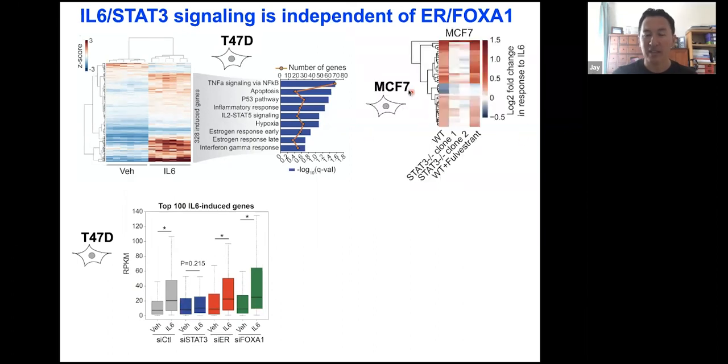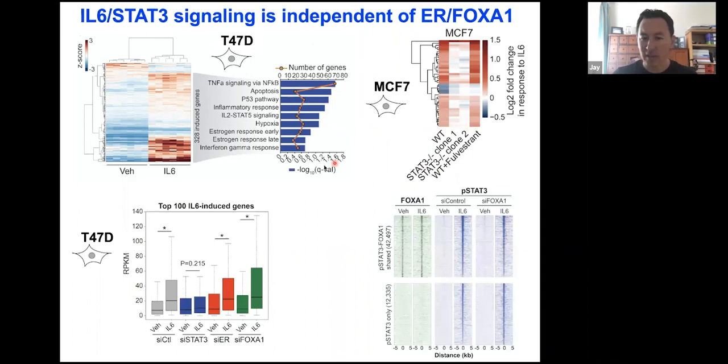And he validated this in a second cell line. So he took MCF7, so it's a slightly smaller signature. He has about 70 genes. And in the MCF7 context, he made STAT3 deleted lines using CRISPR deletion, and the IL-6 signature is completely gone if you delete STAT3. But if we inhibit estrogen receptor using, in this case, instead of knocking it down, a SERD, fulvestrant, we've degraded estrogen receptor, you see no changes at all in the IL-6 signature, suggesting in the second model that the genes that are switched on by IL-6 are completely independent of estrogen receptor.